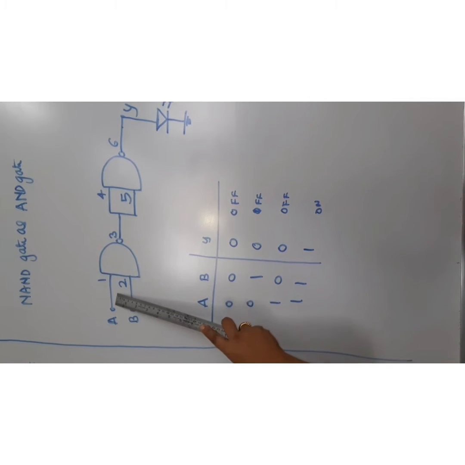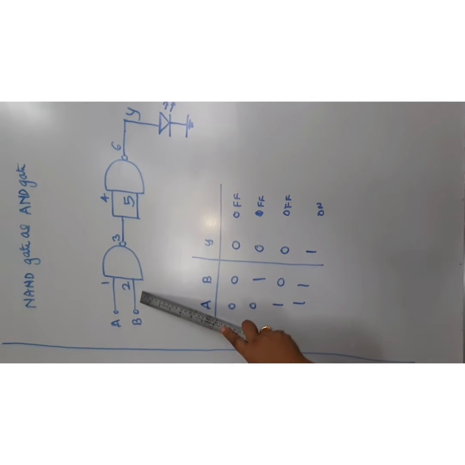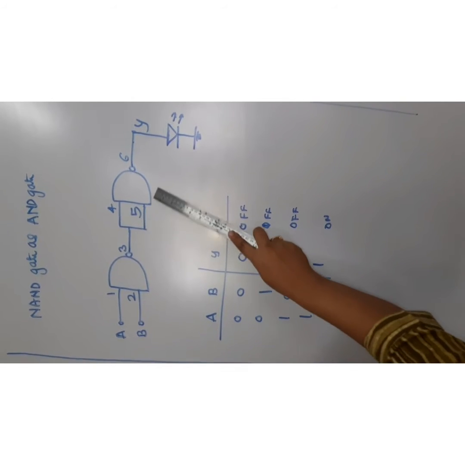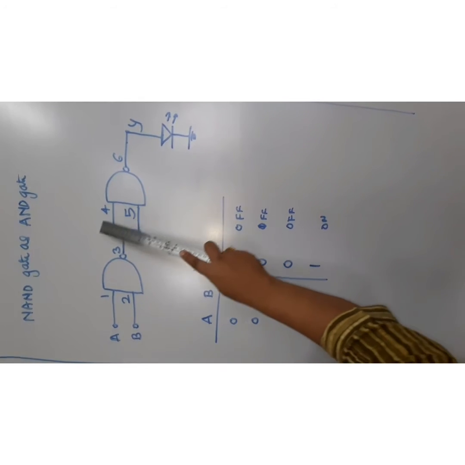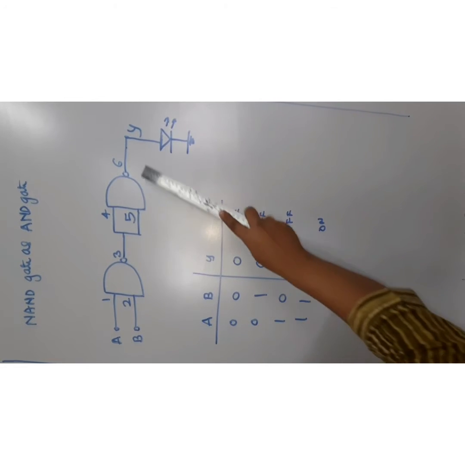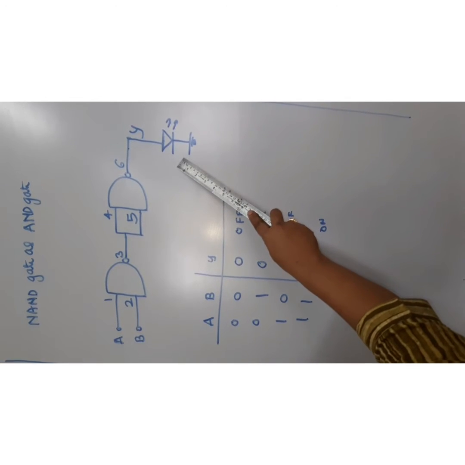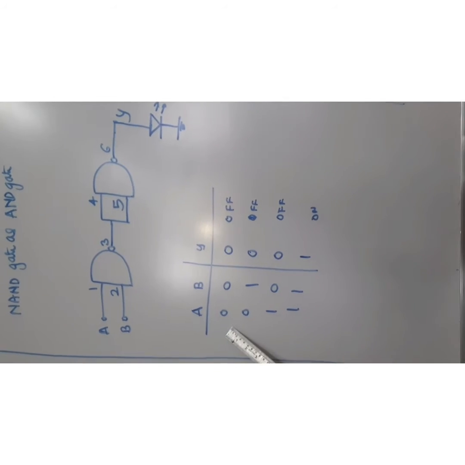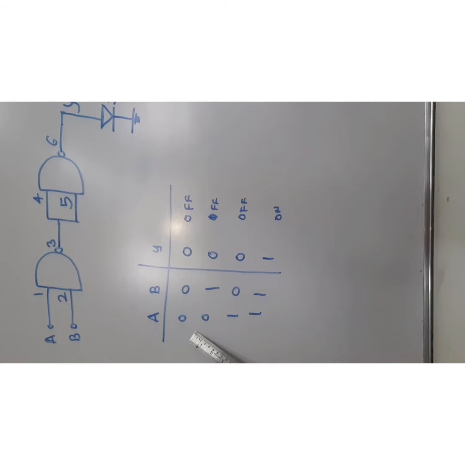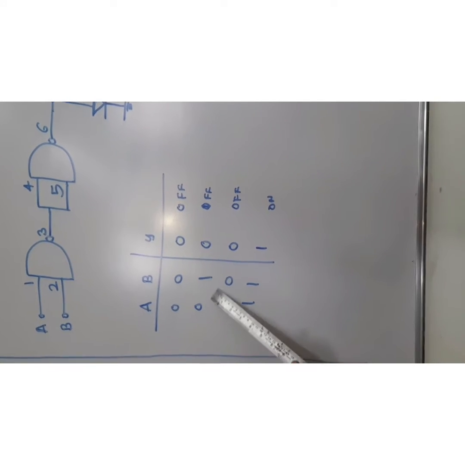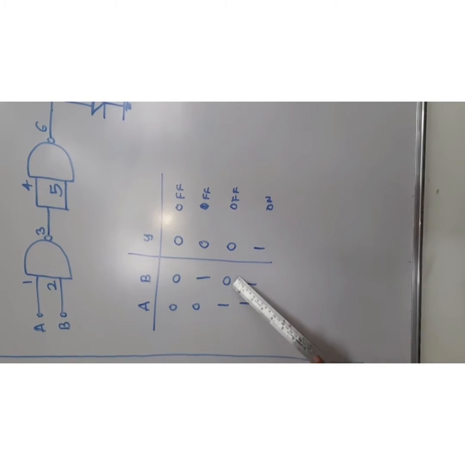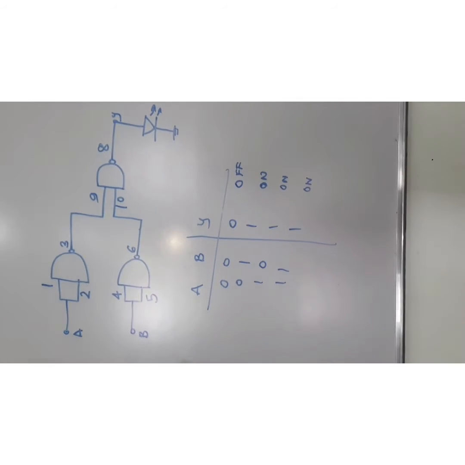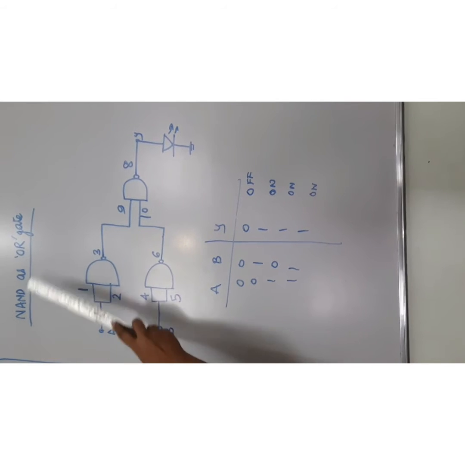At pin number 1 it is A. At pin number 2 it is B. Then pin number 3 output is connected to 4 and 5 of this NAND gate IC. So this is pin number 4, pin number 5. And then at pin number 6 we are going to connect LED, where we are going to check the output. So this is the truth table of NAND gate as AND gate. When you give 0, 0, output is 0; 0, 1, output is 0; 1, 0, output is 0; and 1, 1, output is 1.